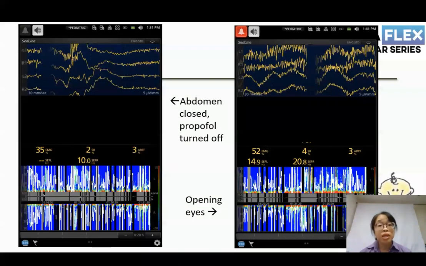So this is what it looks like when the abdomen is closed and we turn off the propofol. There's some more waveform coming up, and this is when he opened his eyes. Of course, I think this may be partly because of the movement as well. And you will see here, there are a lot of black strips with a blue dot at the bottom. Those were the periods of burst suppression.